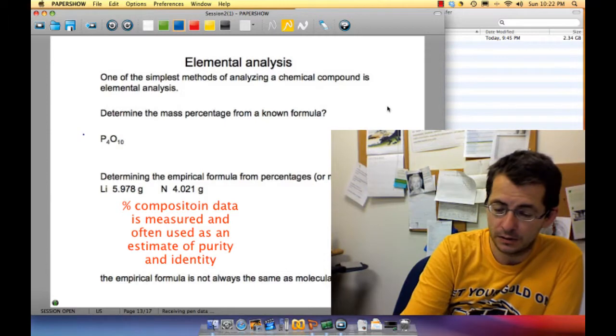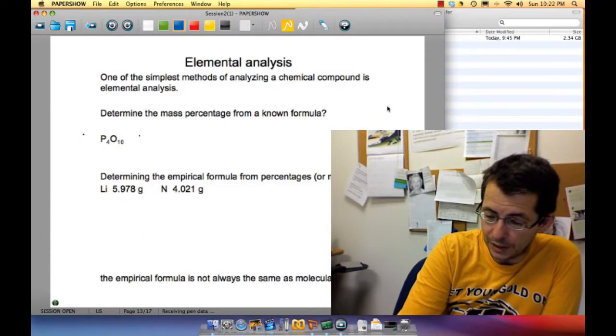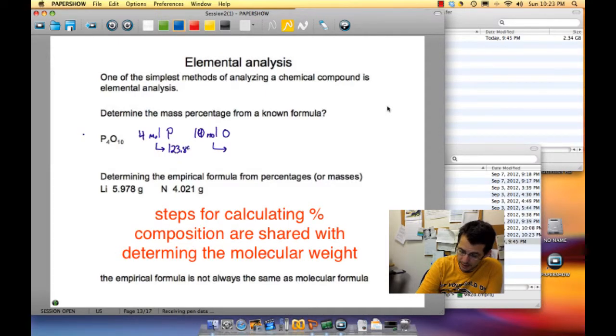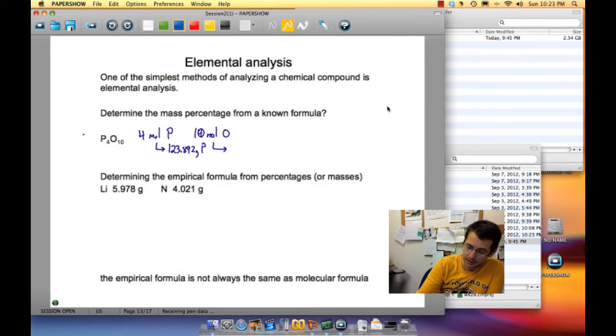So let's take a look at P4O10. If we look at that, there are 4 moles of P in 1 mole of that compound, 10 moles of oxygen, and we can use the periodic table to figure out the total mass of all of the oxygen and all of the phosphorus. 123.892 grams of phosphorus present in those 4 moles, and 159.9994 grams of oxygen present. Again, this is information right from the chemical formula.